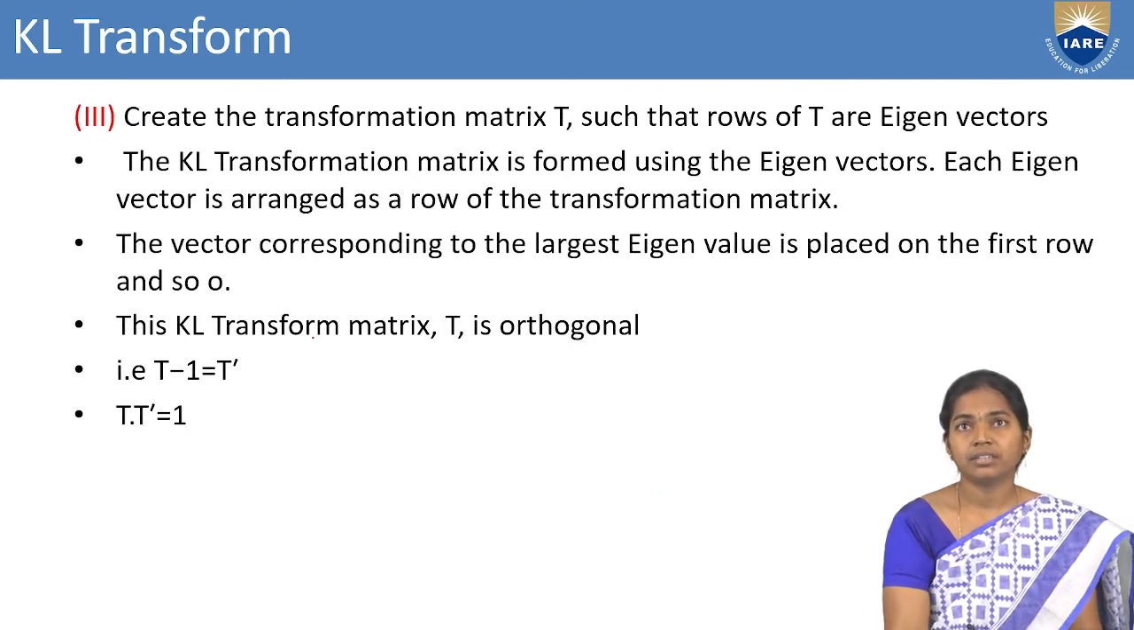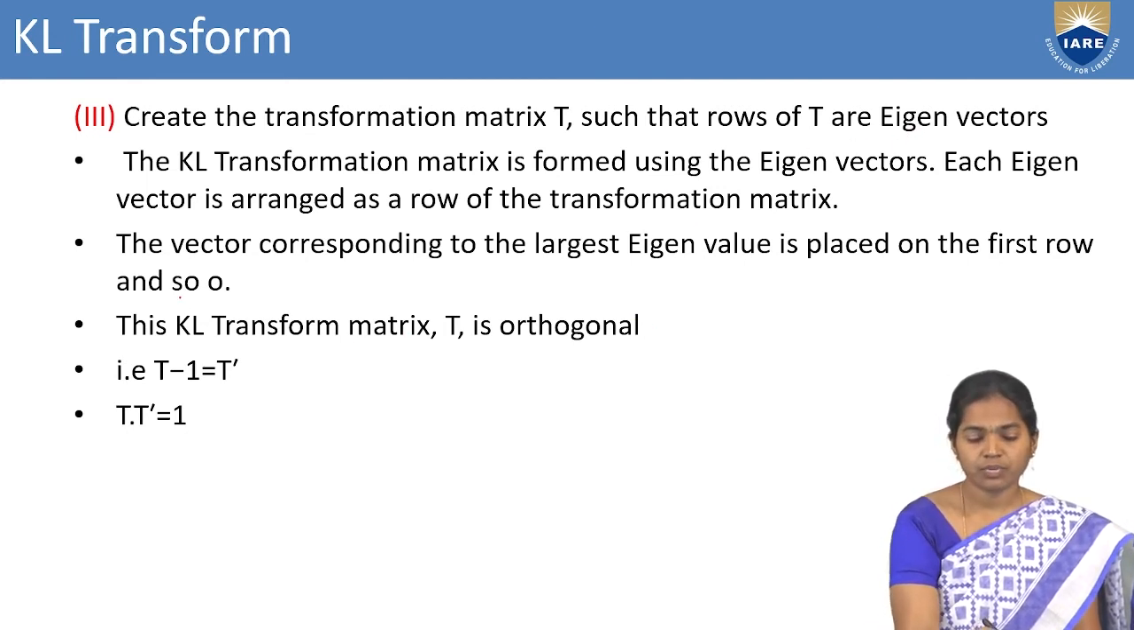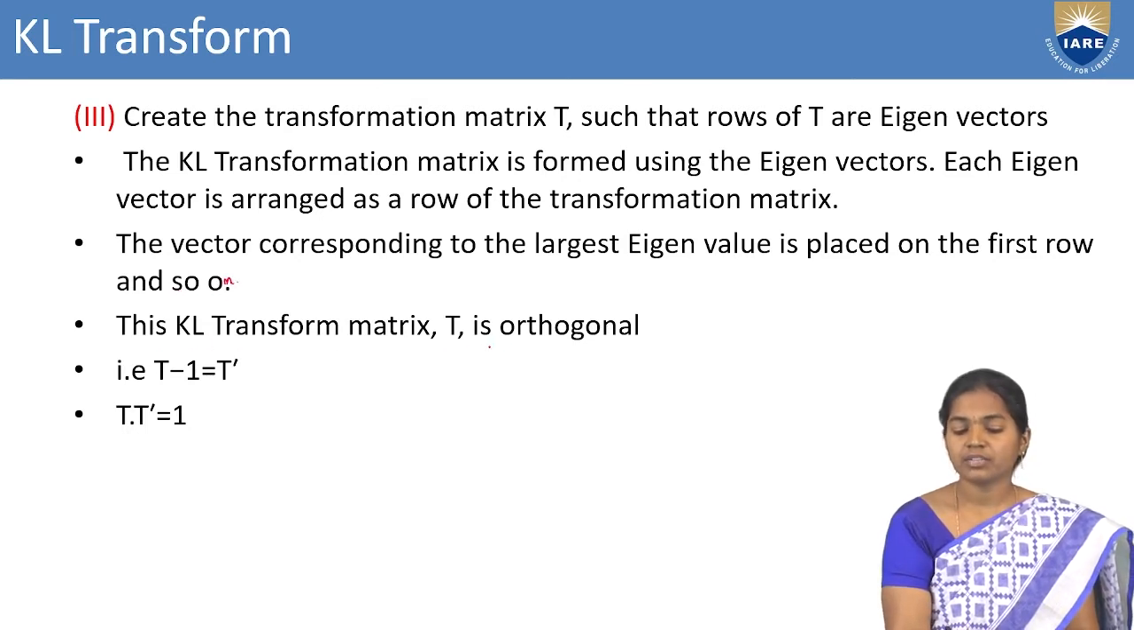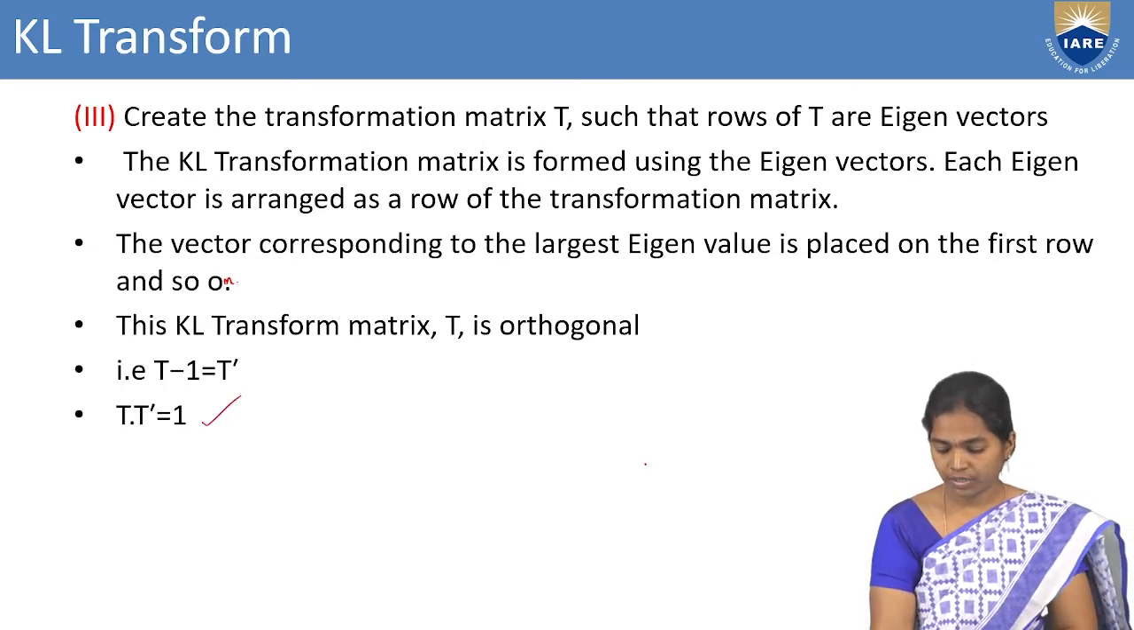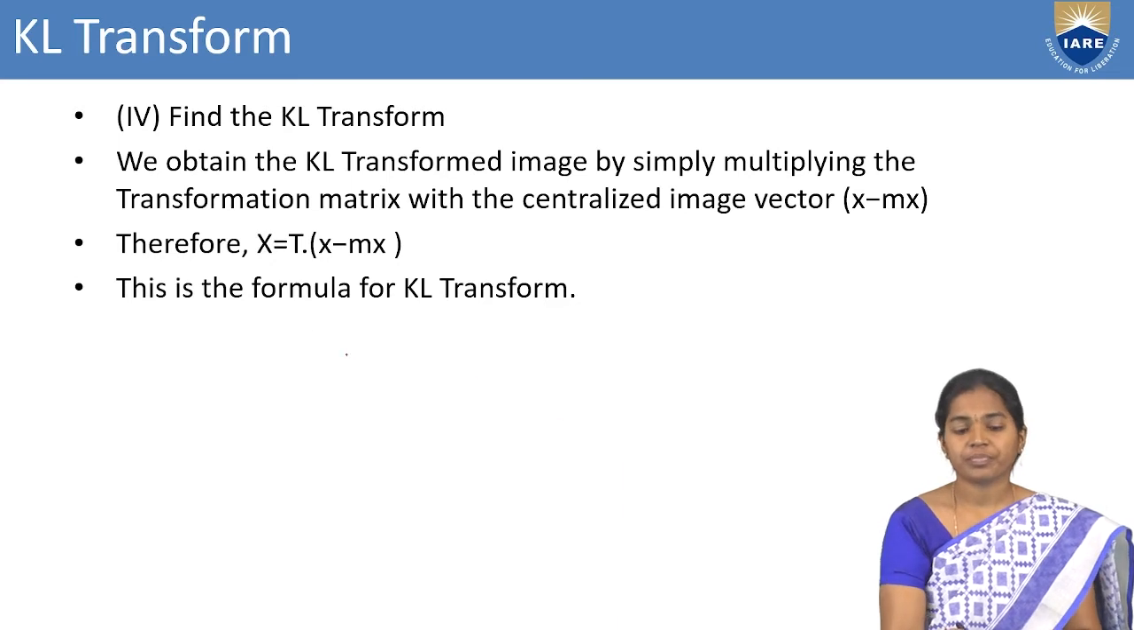And the third one here, create the transformation matrix T. So find the eigenvectors. From this matrix, this KL transform matrix T is orthogonal, that is T minus 1 equals T transpose. Here T into T transpose equals 1. Here I already explained this equation, y equals T into x minus mx.